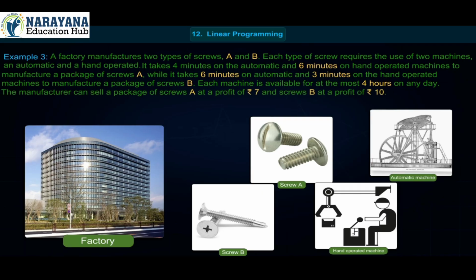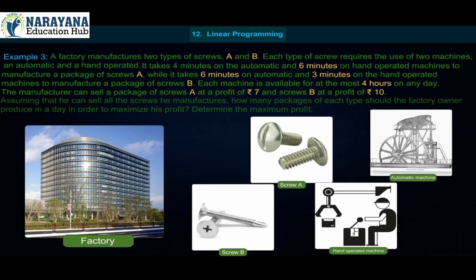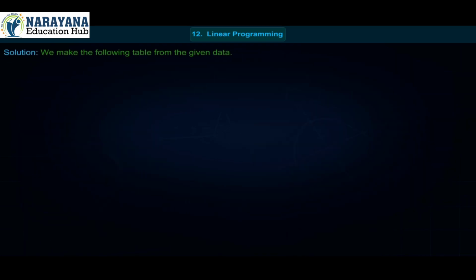The manufacturer can sell a package of screws A at a profit of rupees 7 and screws B at a profit of rupees 10. Assuming that he can sell all the screws he manufactures, how many packages of each type should the factory owner produce in a day in order to maximize his profit? Determine the maximum profit. Solution.